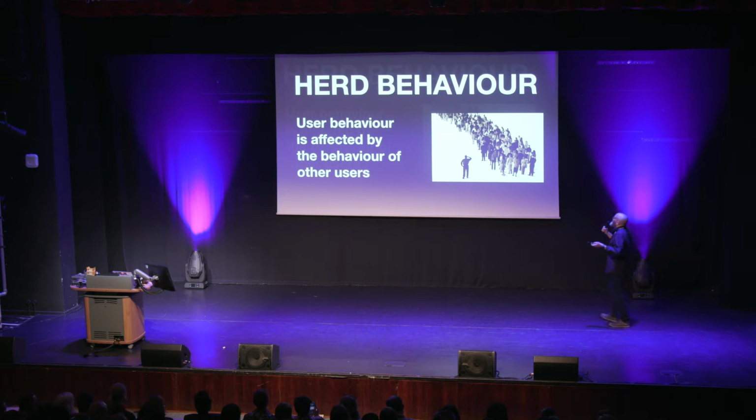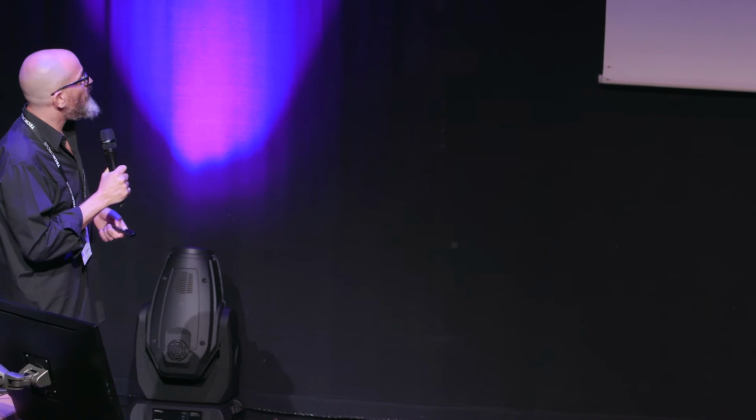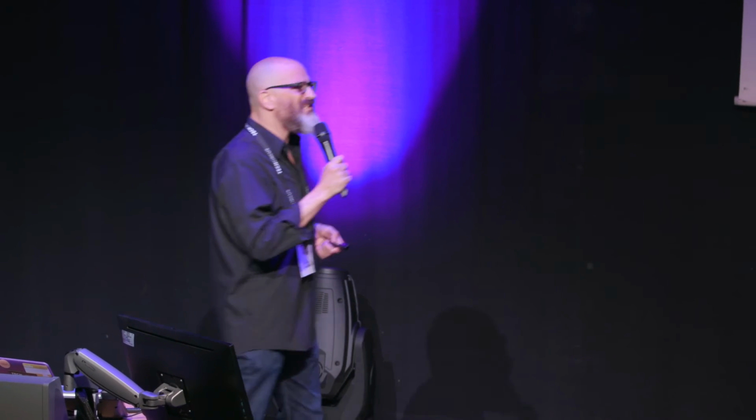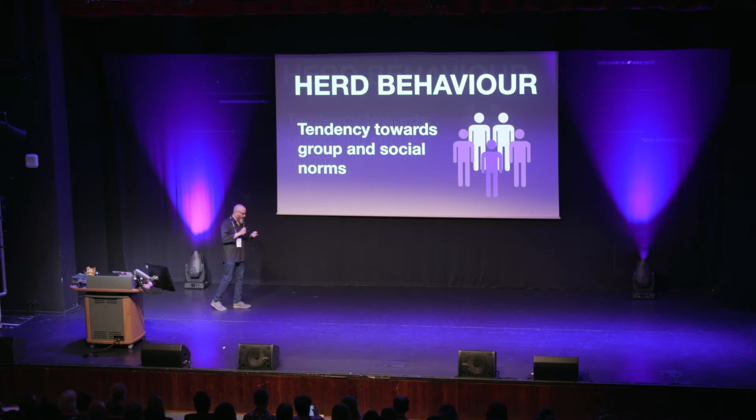The basic principle of herd behavior is that your behavior is affected by the behavior of others. Sounds screamingly obvious, but it's amazing what happens when you see how people behave in groups and herds. What that also means is that there's a tendency towards group and social norms. So if you as a researcher can understand what those norms are, you can design to them, you can meet user needs, you can help the group by acquiescing to that norm.